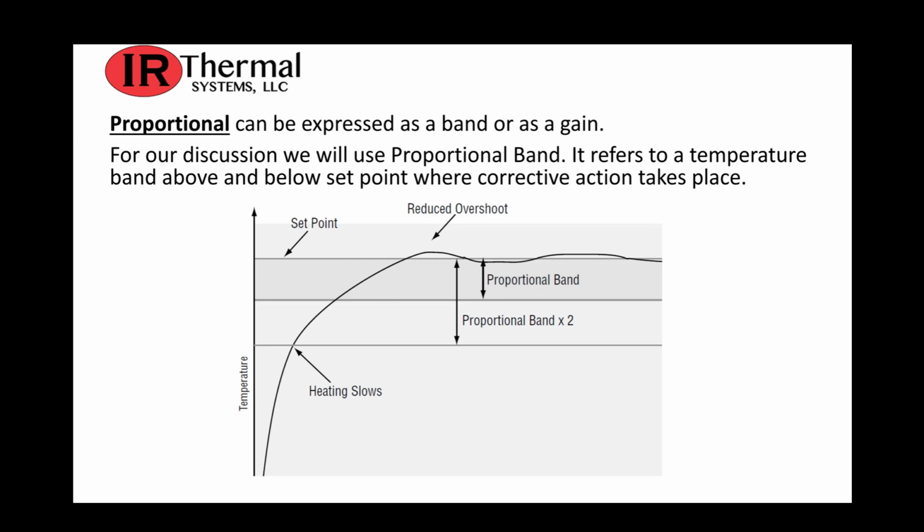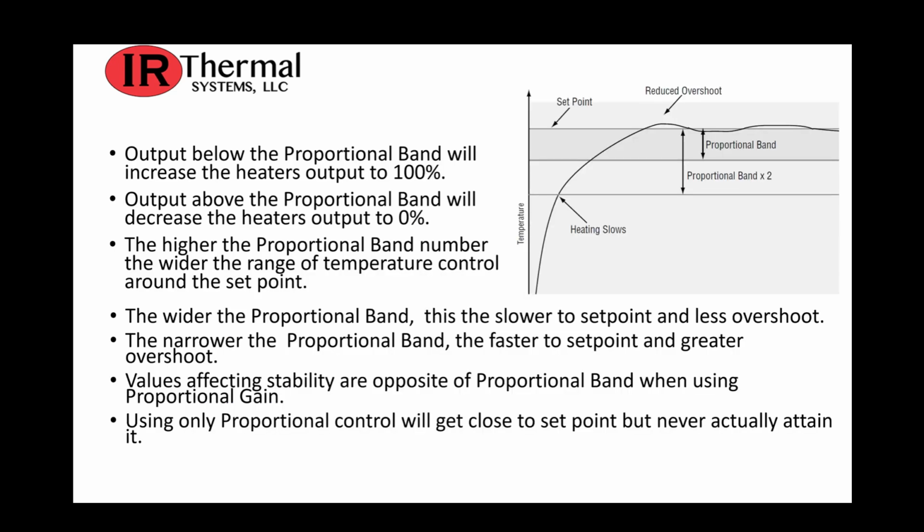Here we're using this diagram that shows the temperature versus the set point and time, and how that works when you're making adjustments. I'm including that little graphic on the right. The output below the proportional band will increase the heater's output to 100%. The output above the proportional band will decrease the heater's output to 0%, until it comes back to the temperature set point.